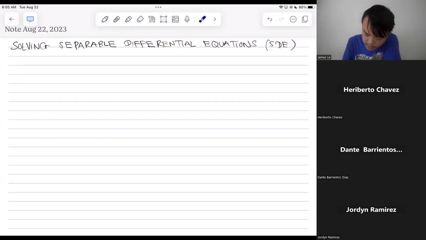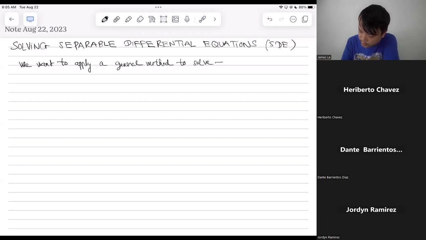Okay, so let me write it out. We want to apply a general method to solve the SDE, separable differential equation. The separable differential equation has a form like dy over dt, and the right hand side of the equation is f of t times g of y.